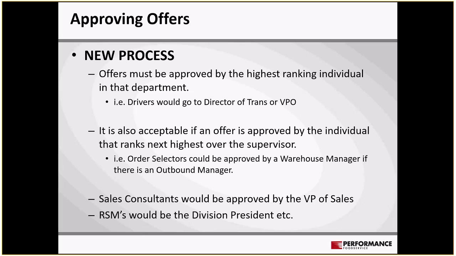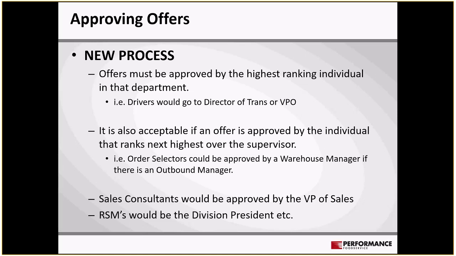Their general rule of thumb is that the highest ranking individual in the department would be the one to approve the offer. So if it's an RSM, yes, they report to a VP of sales, but that's also their direct boss usually, so a division president would need to approve that offer letter. If it's a salesperson or sales consultant who physically reports to an RSM, then you could go to a VP of sales. It just needs to be at least 2 levels above their current direct report.